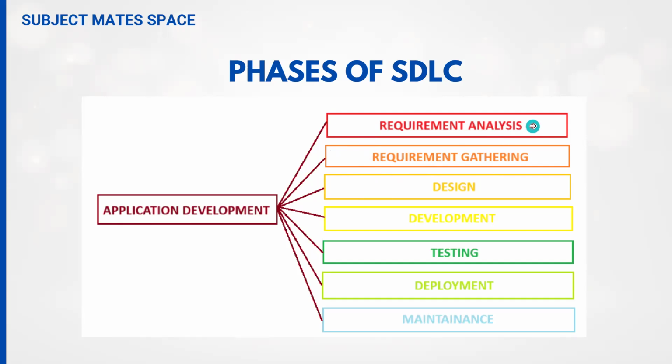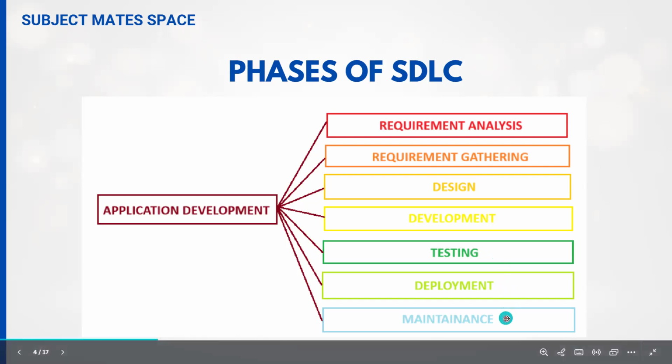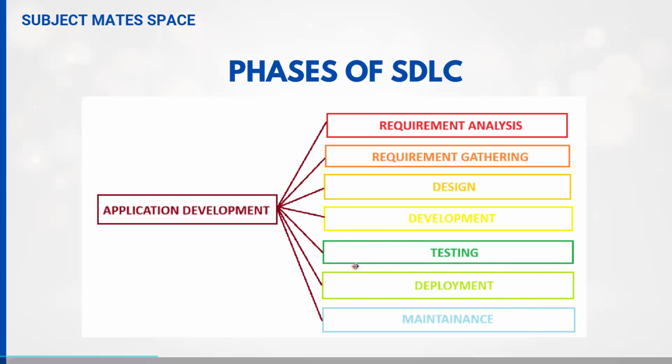First phase is requirement analysis. Second phase is requirement gathering. Third phase is designing. Fourth is development. Fifth is testing. This is where testers will play an important role. Next is deployment, and next is maintenance. Okay, so these are the 7 phases of SDLC.